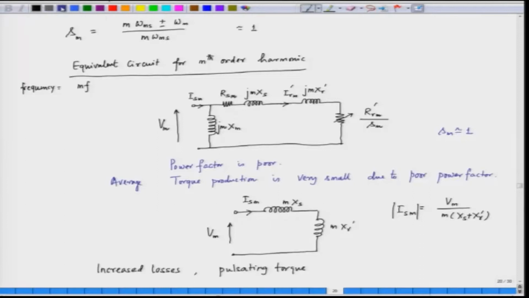Now, we have seen that the effect of the harmonics is to increase the losses of the motor and to add to the pulsating torque. However, there is no contribution for the average torque. So, the average torque is very small. The harmonic does not contribute to any average torque. Now, how do we calculate the total current of the motor when the motor is supplied from a non-sinusoidal supply?